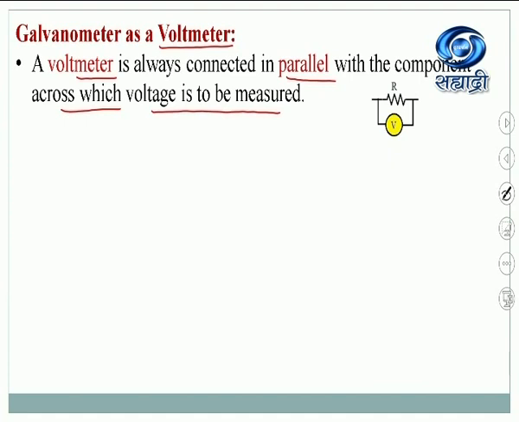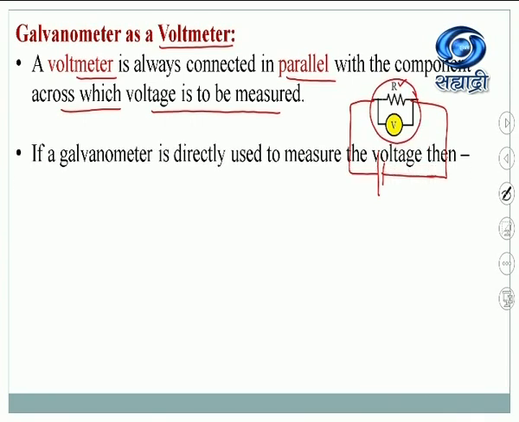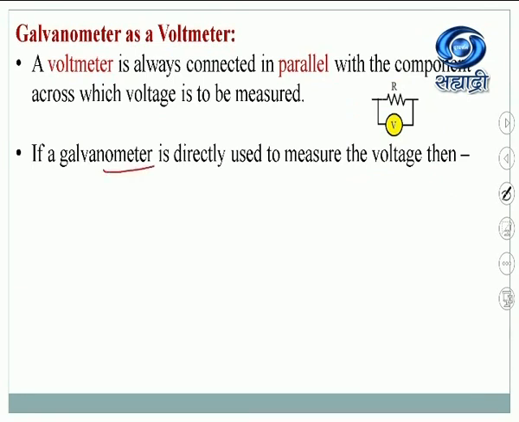See here, for example, measure the voltage across this resistance R, which is connected in this circuit. For example, this is the circuit across which a resistance is connected, and I want to measure the voltage. So what we do? We connect a voltmeter in parallel with this resistance. Okay, so what will happen then? If a galvanometer is directly used to measure the voltage, that means at this voltmeter, if I directly connect a galvanometer, what will happen?